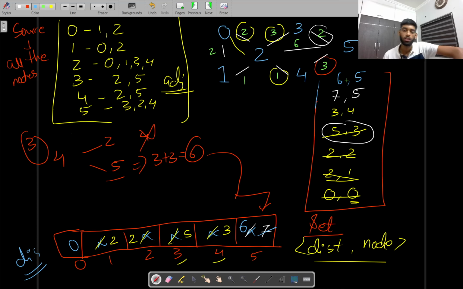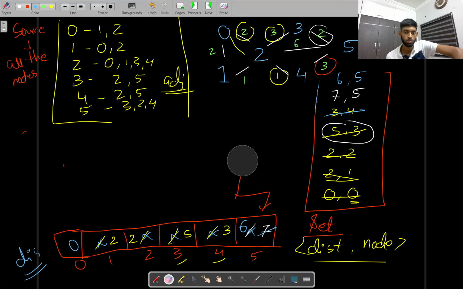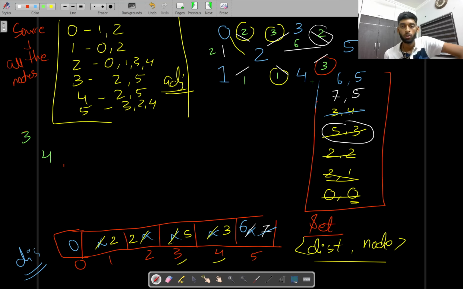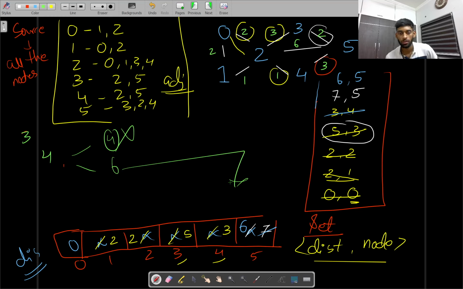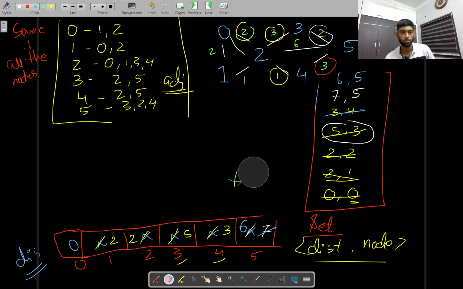Now, another node that will be popping out is distance 3. Now from node 4 I can reach 5, I can reach 2, but I won't be considering 2 because for 2 it will be distance 4. And for 5, 3 plus 3, 6, which we have already here. So we won't be considering this also. Just remove them.